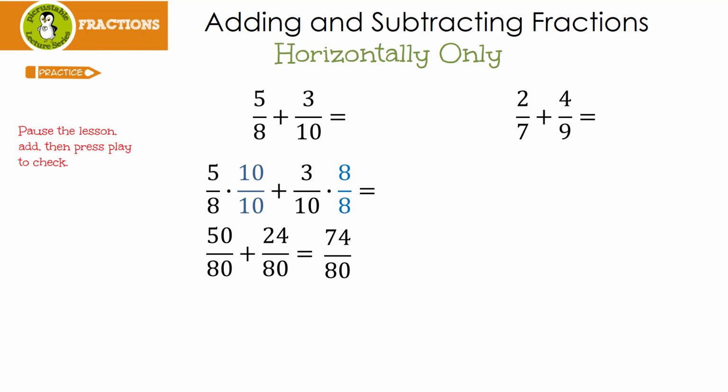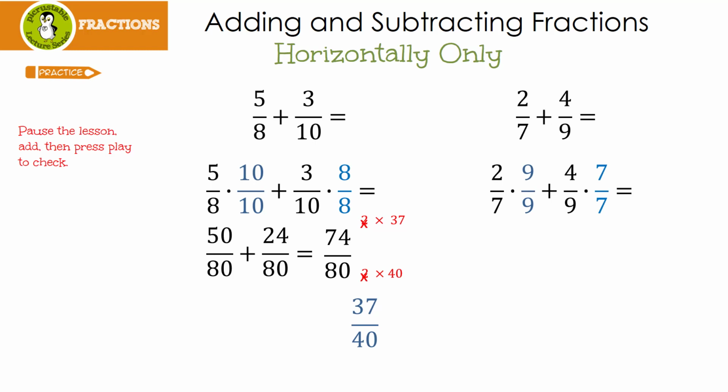Hopefully you notice that these are both even numbers. And it turns out that 2 goes into both of them. We're going to cancel out our common factor, and we end up with 37 over 40. That is our answer. Let's look at the next one.